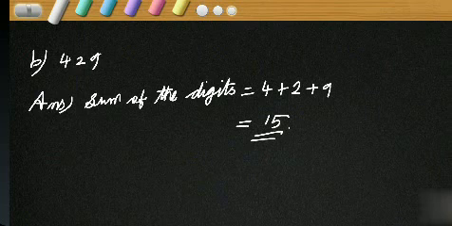Okay. What about 15? Is 15 divisible by 3? Yes, we all know 15 is divisible by 3. So what can we say? Yes, since 15 is divisible by 3, the given number 429 is also divisible by 3. Or simply we can write, since 15 is divisible by 3, 429 is also divisible by 3. That's enough. While doing the examples, I have told you that once you are familiar with the concept, we could reduce the sentences.